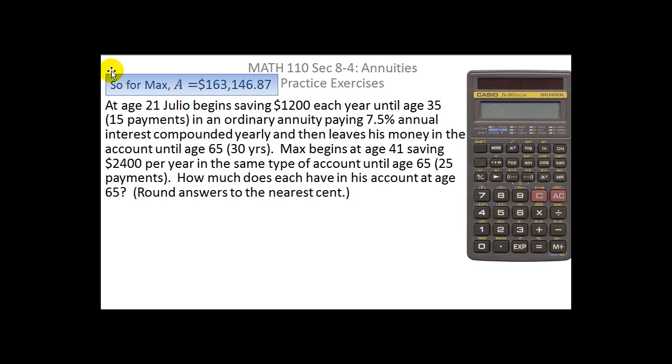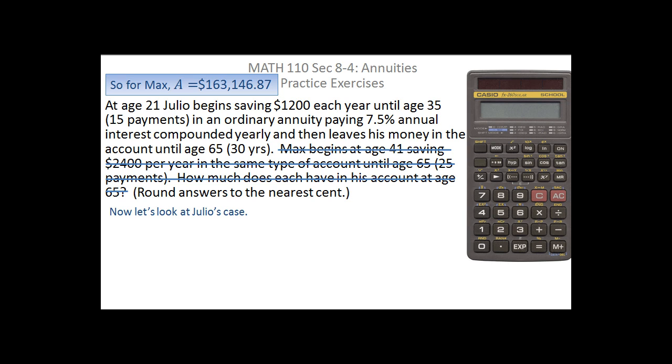But first of all, keep in mind, I'm putting Max's information up here off to the side so we can use it later. So that's the $163,146.87 that I just got for Max. Now I want to look at Julio's situation.